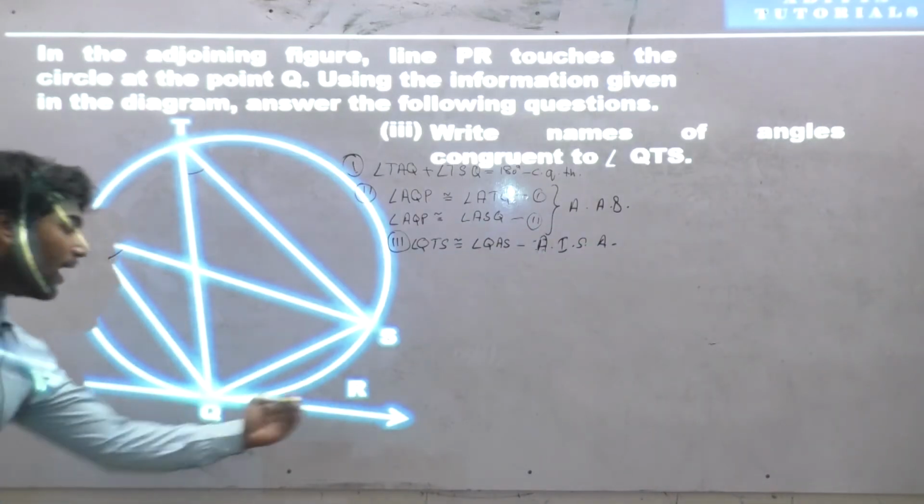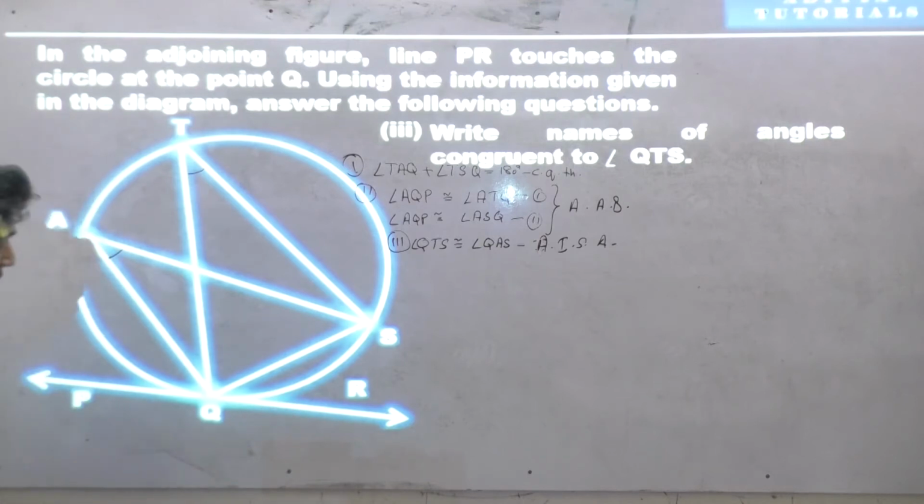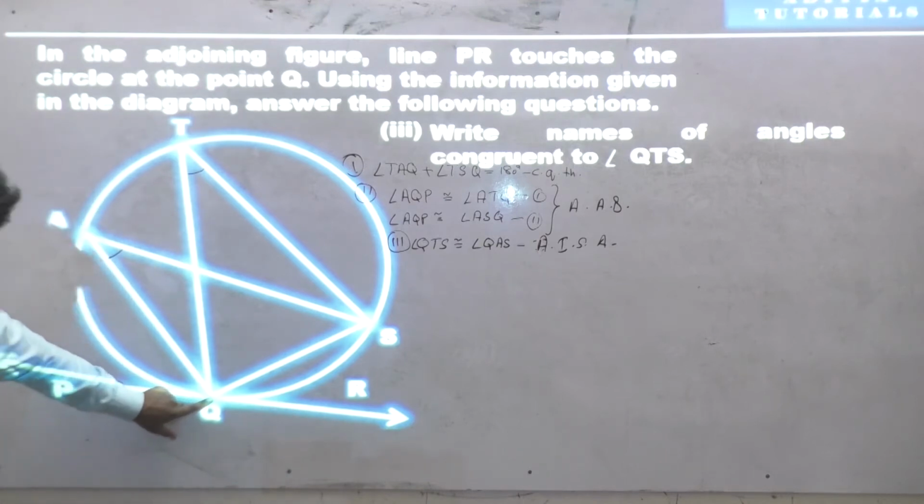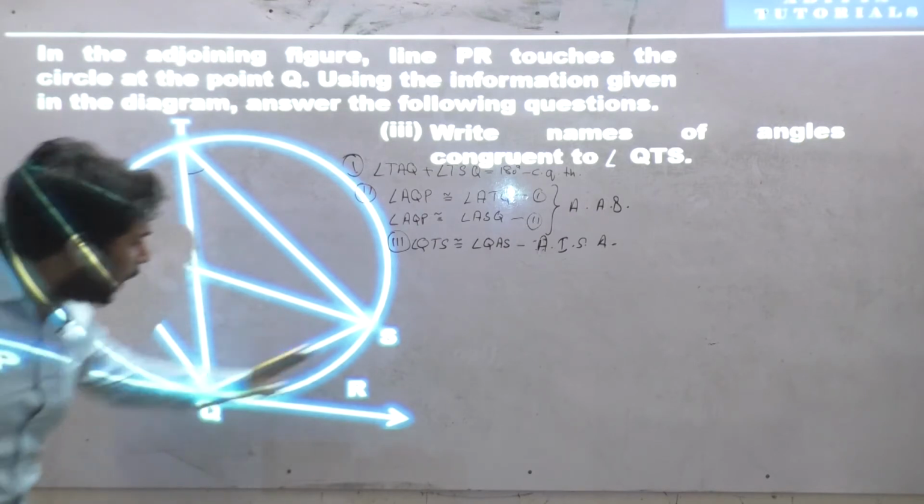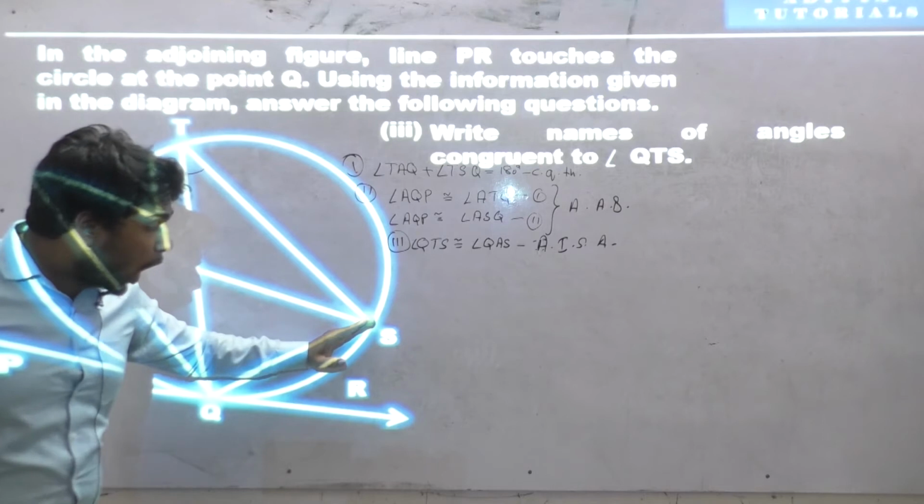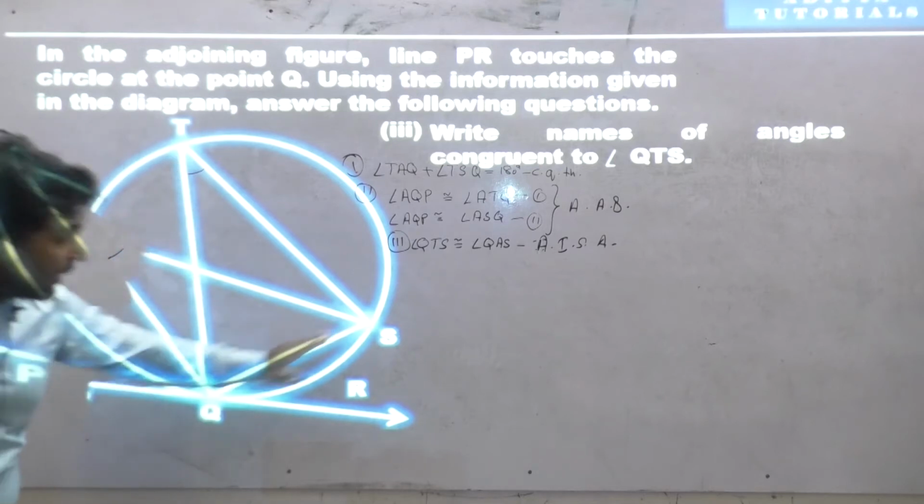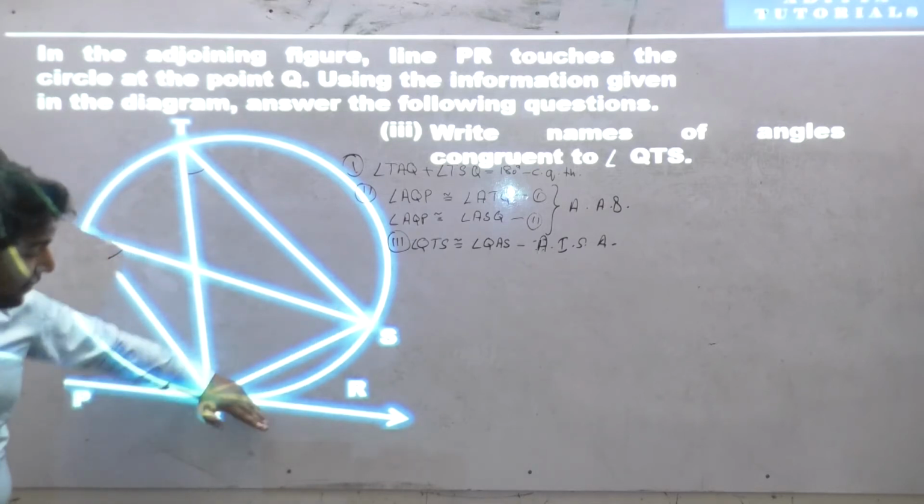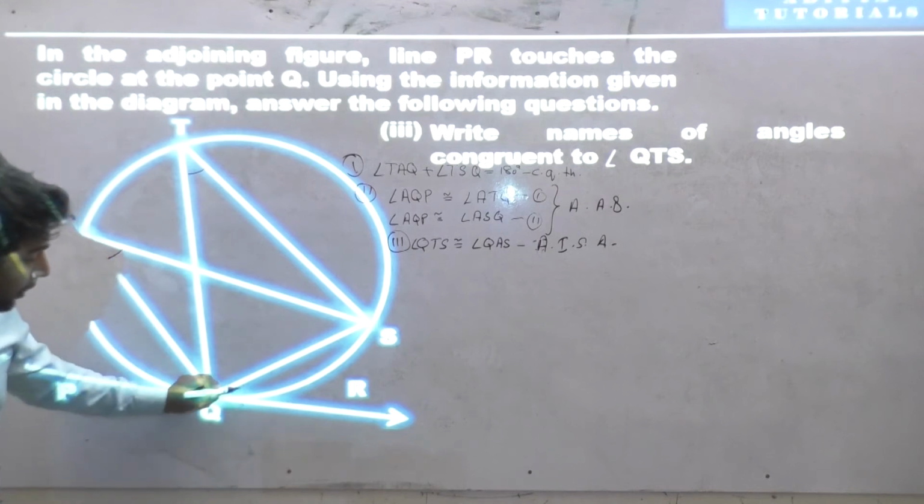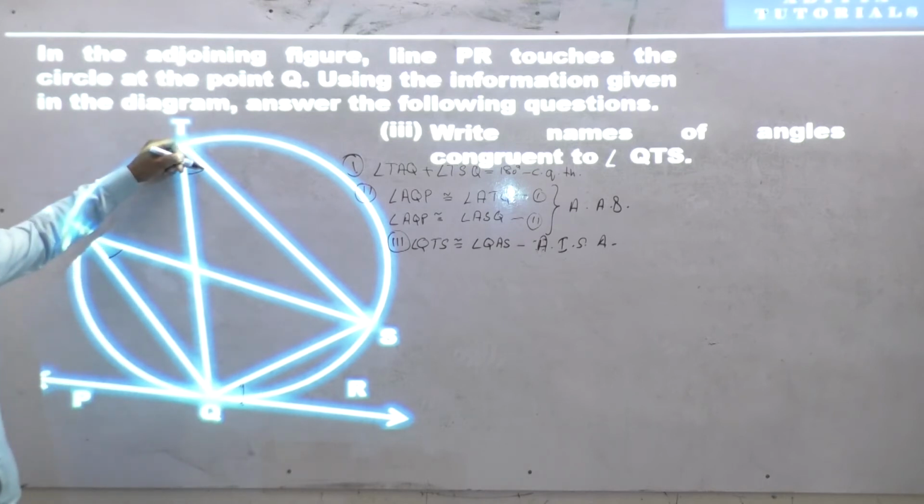A tangent line is drawn to a circle at point Q, and from that point of contact a chord is drawn, then the angle which the chord makes with the given line is equal to the angle in the alternate segment.